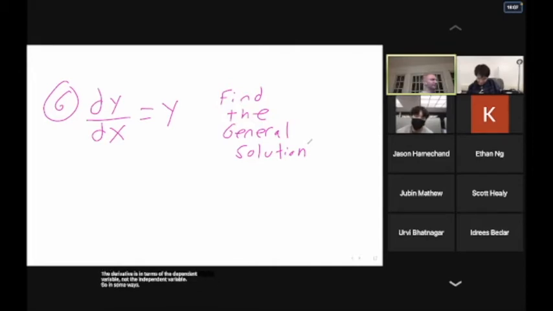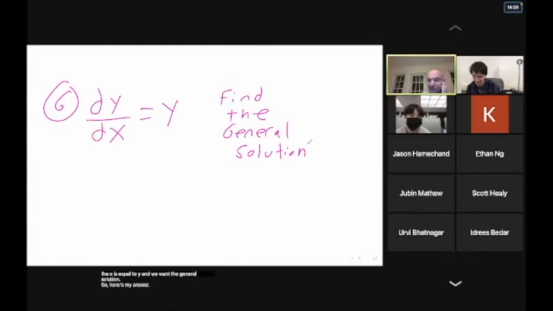So in some ways, it's kind of like reverse implicit differentiation from Calc 1. But implicit differentiation in Calc 1 was very abstract. Going the other way is actually very applicable and concrete in some way in Calc 2 right now. But dy dx is equal to y, and we want the general solution.